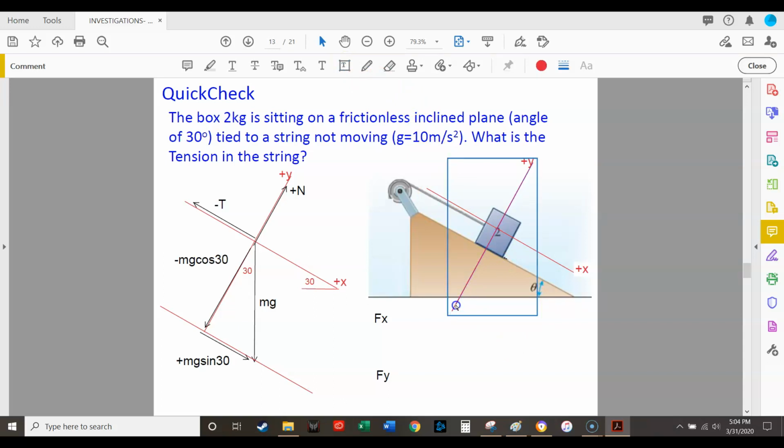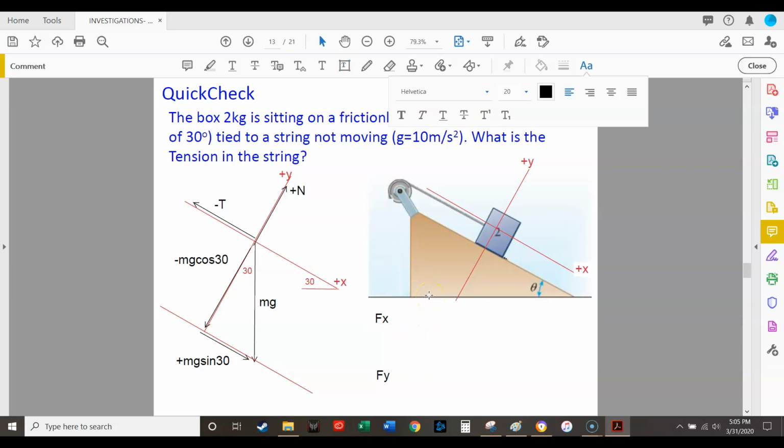This might get in the way of our sum of forces. I'm going to make it smaller. So I'm going to go ahead and sum the forces in the x direction. And I see one force, negative T, that's pointed in the negative x direction. I see an mg sine of 30 degrees pointed in the positive x direction. And we have to remember this is not moving, nor is it accelerating.